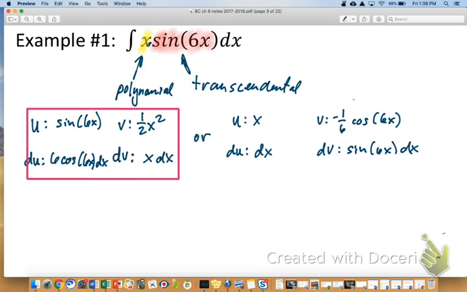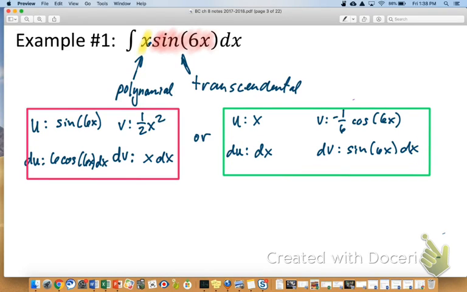So basically your task for the next moment or two here is this. Deciding whether the setup in the pink box is good or the setup in the green box. Oops, the setup in the green box is good. So what I would encourage you to do to make this decision, I want you to look at that uv minus integral of v du and see which one seems to work.